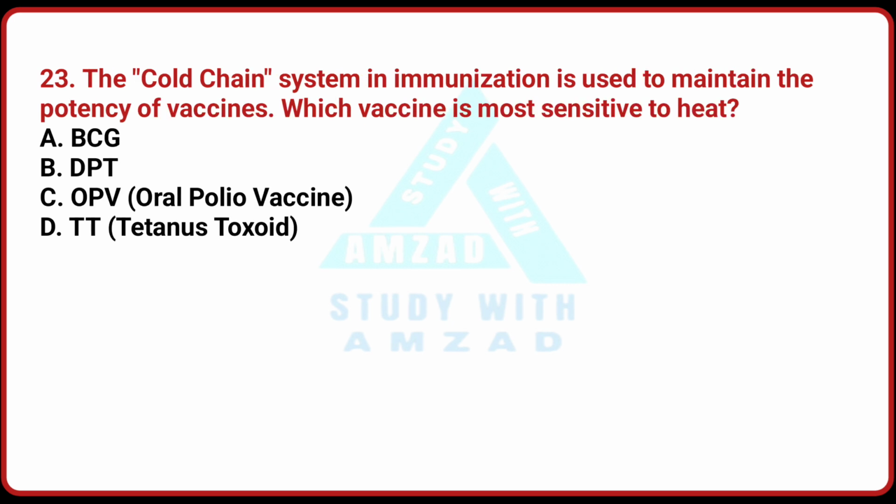Next question. The cold chain system in immunization is used to maintain the potency of vaccines. Which vaccine is most sensitive to heat? Option A, BCG; option B, DPT; option C, OPV; option D, TT.